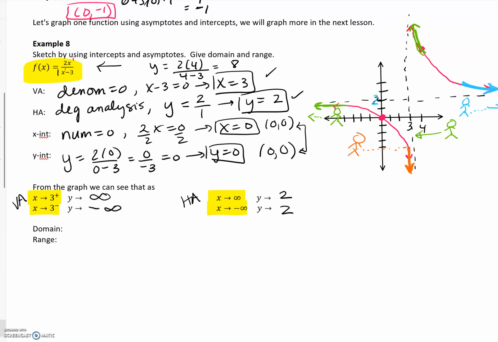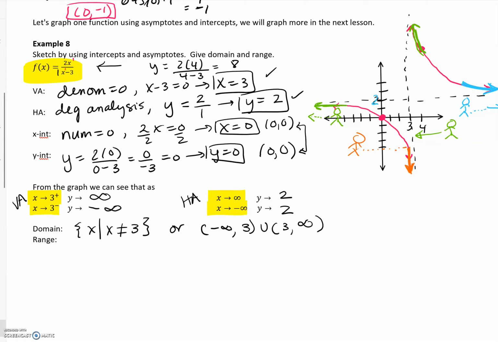And from the graph, we can see the domain and the range. Well, we already know the domain has issues at 3, so we can say x such that x cannot equal 3. That would be probably the quickest way to say that, because the denominator becomes 0 when x is equal to 3. Or if you're putting it in interval notation, just exclude 3 and pick up negative infinity to infinity otherwise.